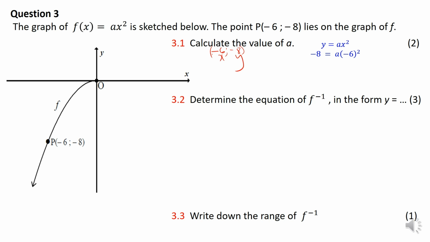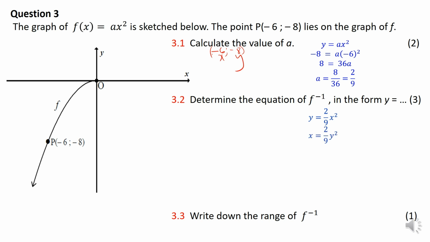So that allows us to calculate the value of a. This is a normal simple equation. A is equal to 2 over 9. Number 3.2, we have explained that you express your equation in terms of x and y.